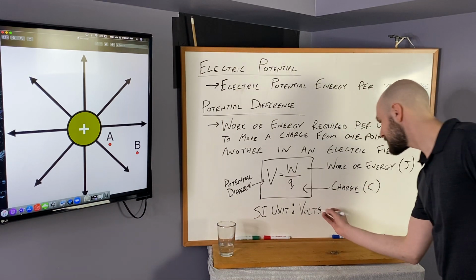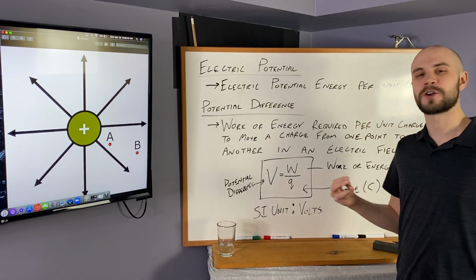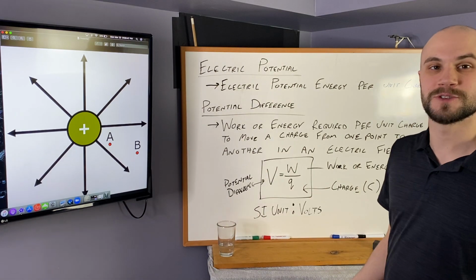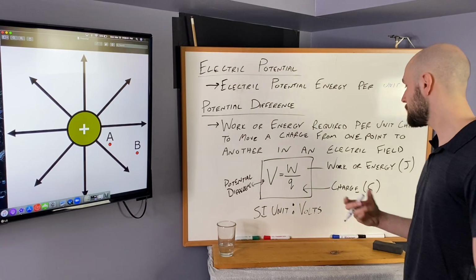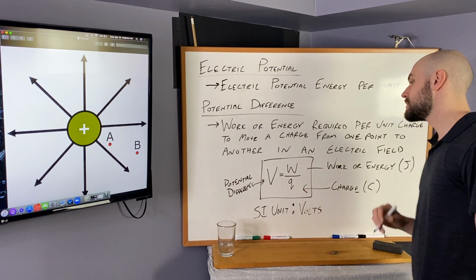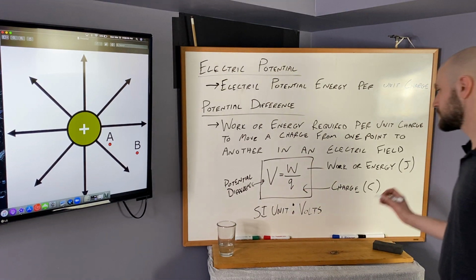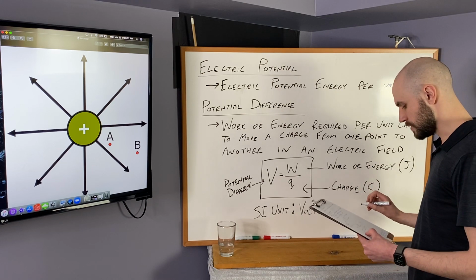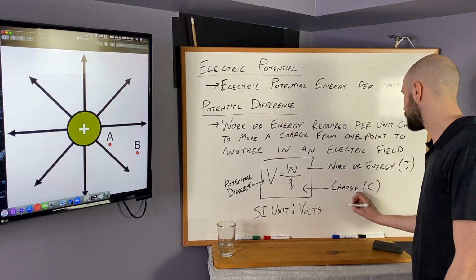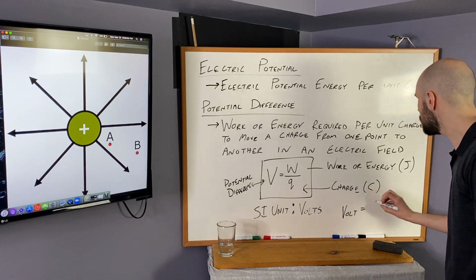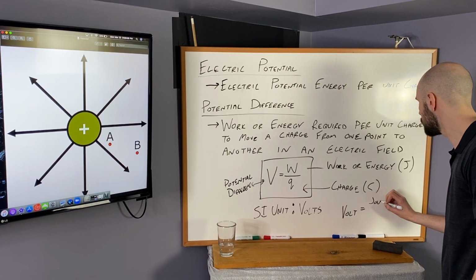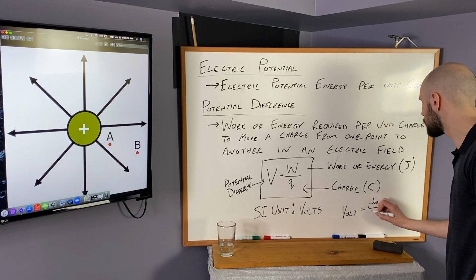Now we're getting to the words that you're probably familiar with, that you've heard when you've heard some kind of electricity concepts. These ideas of volts, amps we're going to be talking about in the future. But we measure potential difference through volts. Joule per coulomb. So 1 volt is equal to 1 joule per coulomb.